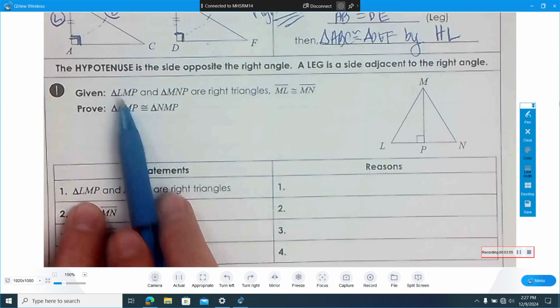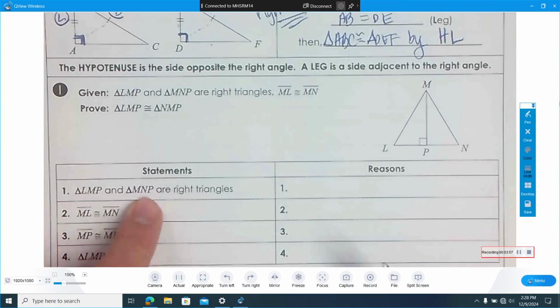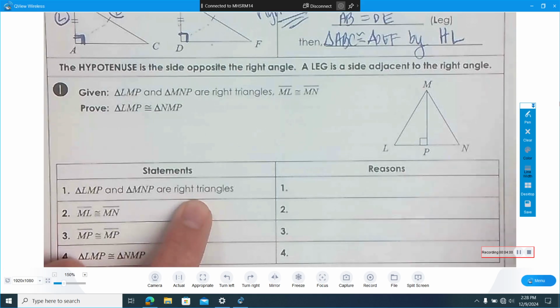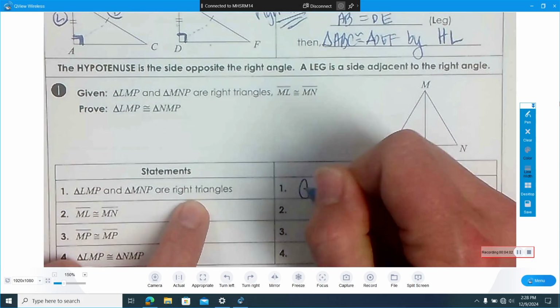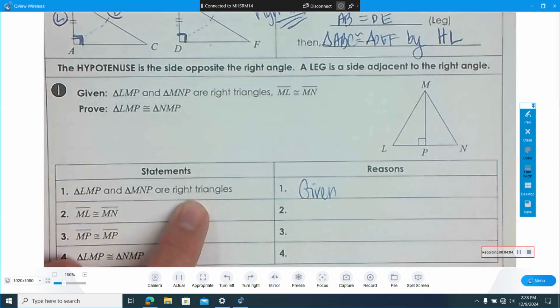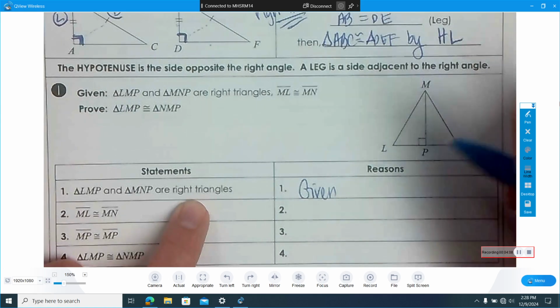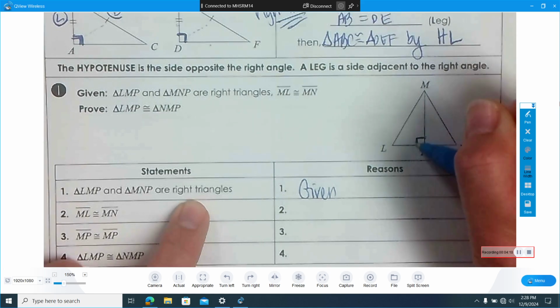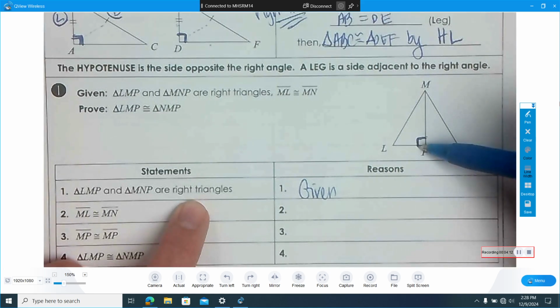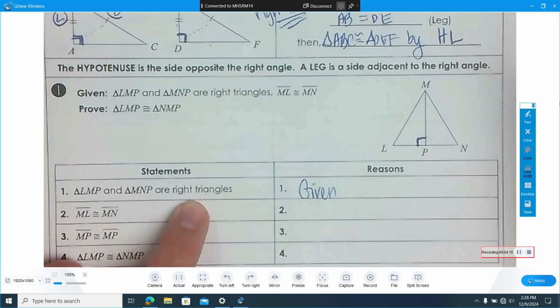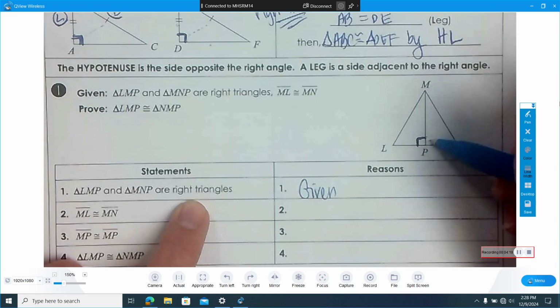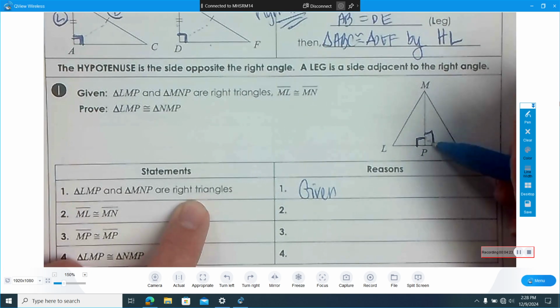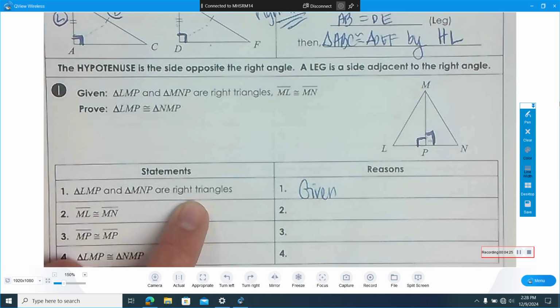Right off the bat, triangle LMP and triangle NMP are right triangles. How do we know that? It was given to us. And what should we do with that information? Mark it on our picture. So we have one right angle that has been marked. Angle MPL was marked as a right angle, a 90-degree angle. What's the other side? Also 90 degrees, yeah, okay. So there we go, we've got 2 right triangles.